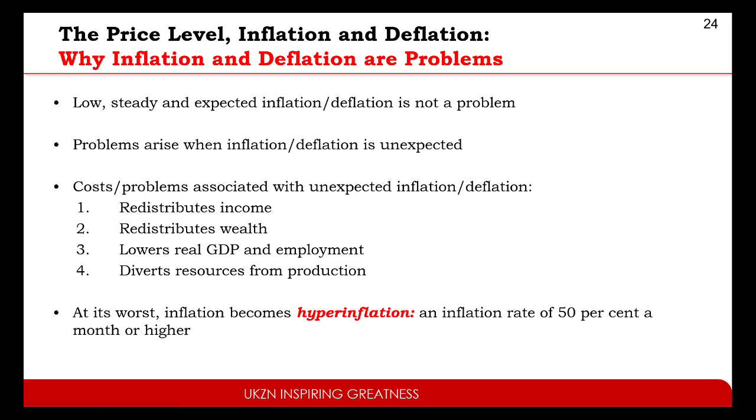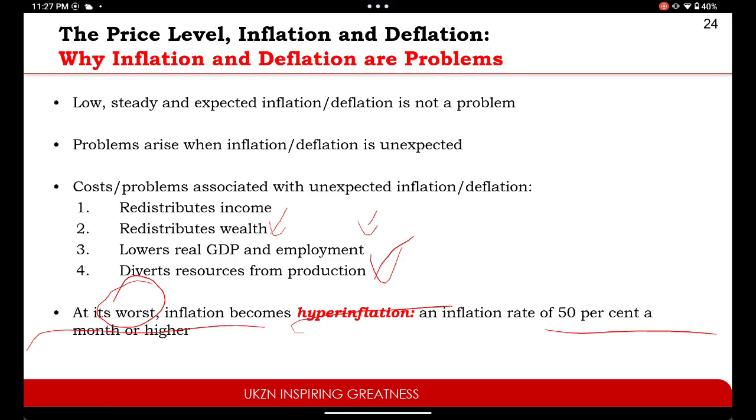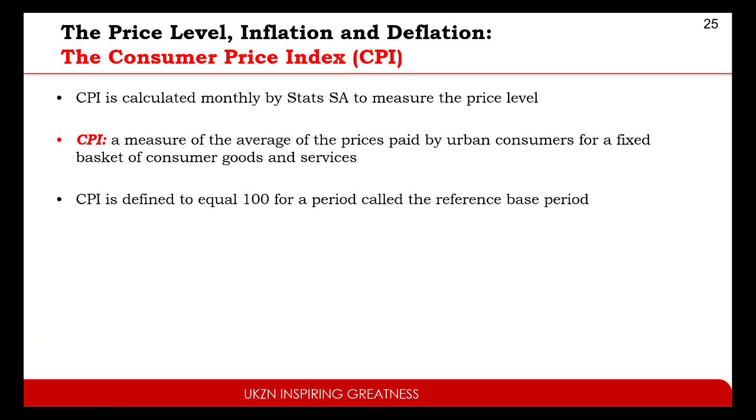Costs associated with inflation. Obviously, when inflation happens, a lot of things go on. The disadvantages are redistribution of income, people become poorer, people own less stuff, it lowers GDP, and it diverts resources from production. So it's very, very bad when there's inflation. Now, hyperinflation is the worst. It is inflation of 50% per month or higher. That's called hyperinflation.